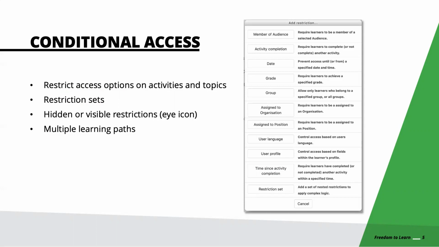Some people find that's a bit of a hidden piece of functionality. You can have one restriction or a series or many restrictions applied. I'm going to show you what that looks like when you've got a couple of different restrictions. So it can be an any or and distinction for those restriction sets. And you can choose whether or not those restrictions are hidden or shown to learners. So they might be surprised by what pops up.